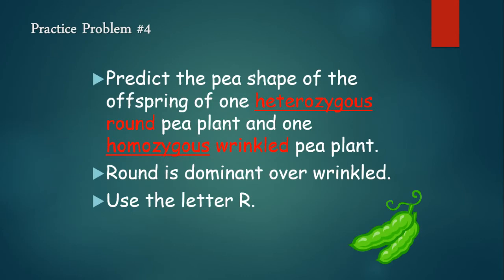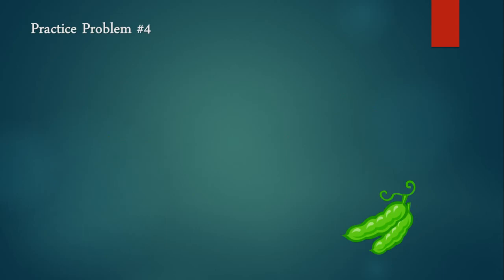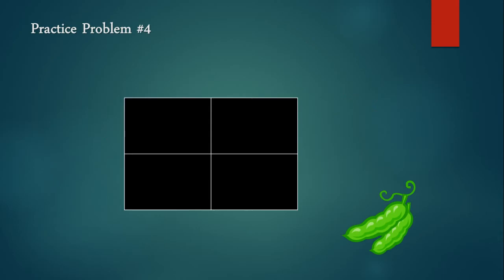Let's move on to practice problem number 4. This says predict the pea shape of the offspring of one heterozygous round pea plant and one homozygous wrinkled pea plant. Round is dominant over wrinkled, and use the letter R. First, draw your boxes. The first parent, heterozygous round, must have 1 capital and 1 lowercase letter. The second parent, homozygous wrinkled, must have 2 lowercase letters because it's showing the recessive trait. If we drop the top and slide the side, this is the possible offspring.